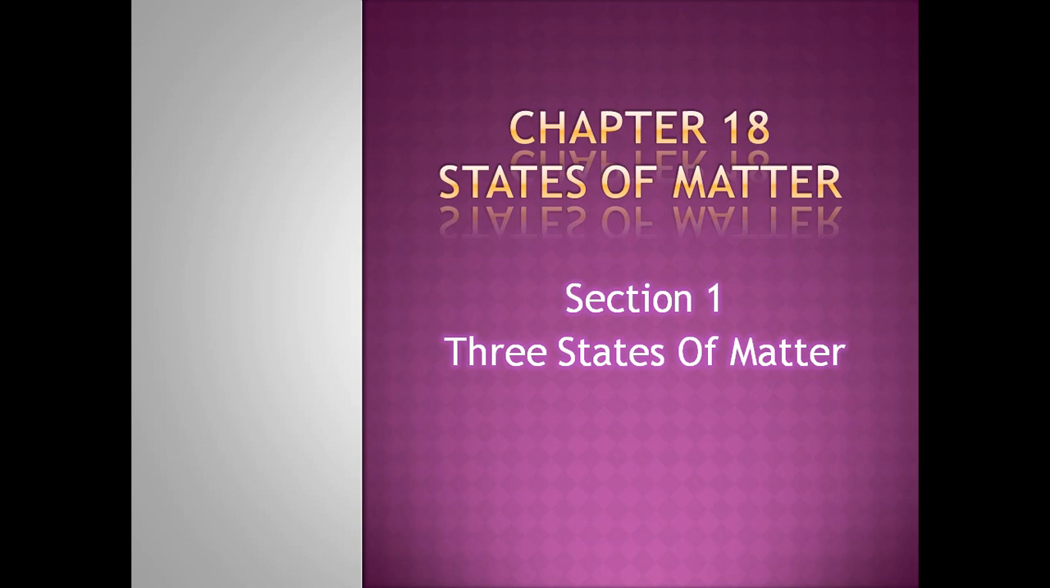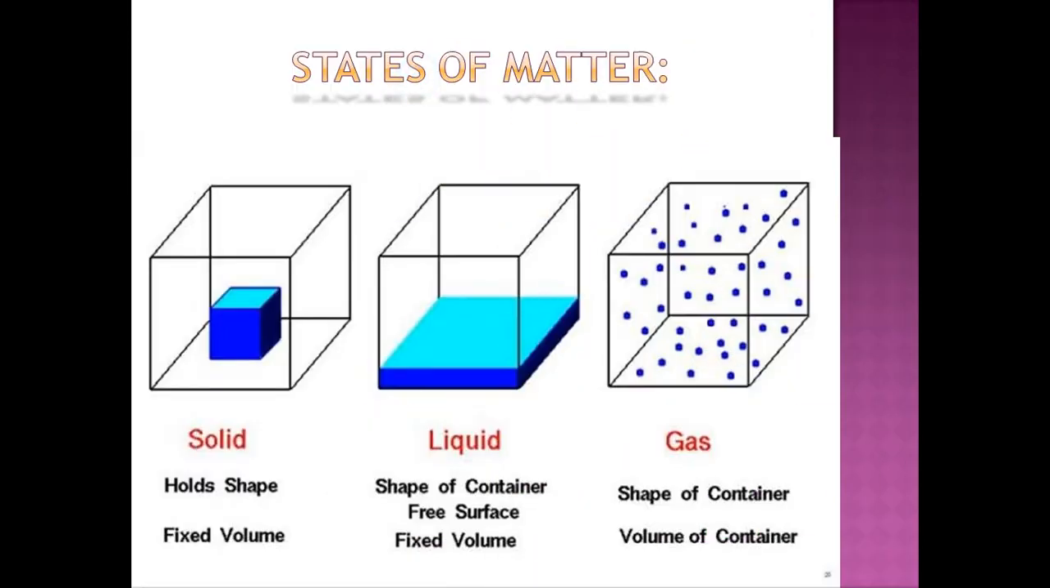We have finished chapter 17, and today let's complete chapter 18, States of Matter, section 1, Three States of Matter. What are the three states of matter? Of course, they are very easy: solid, liquid, and gas. What are the differences between the three states of matter?